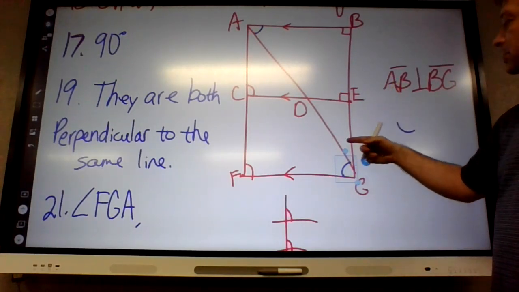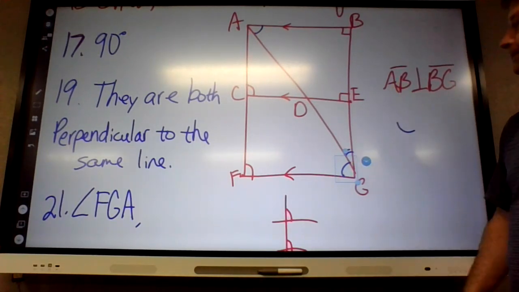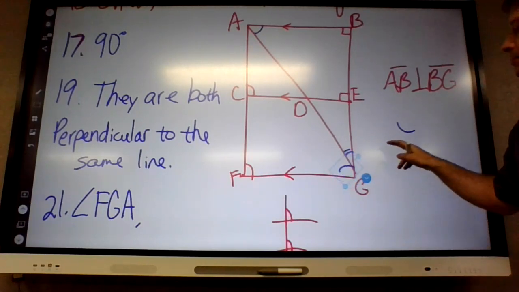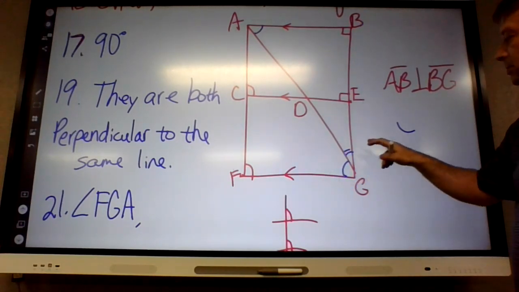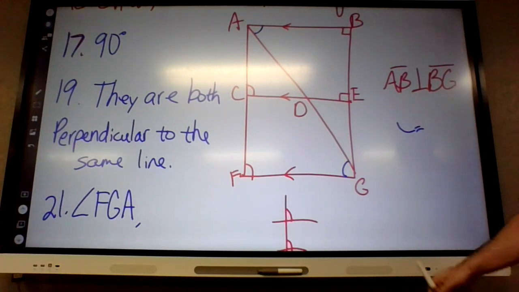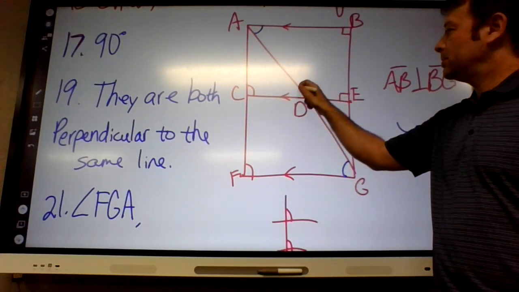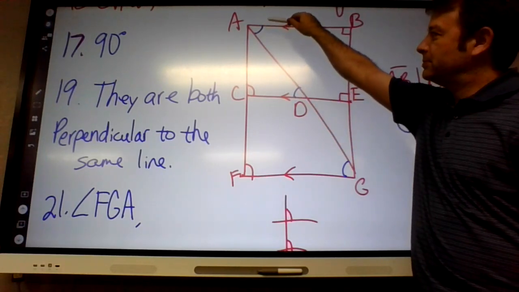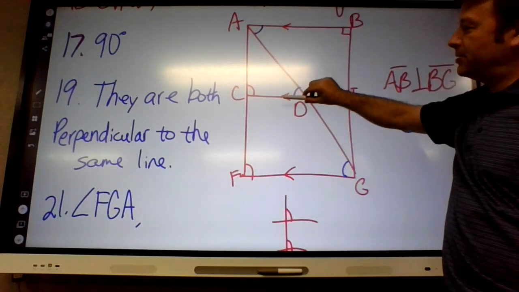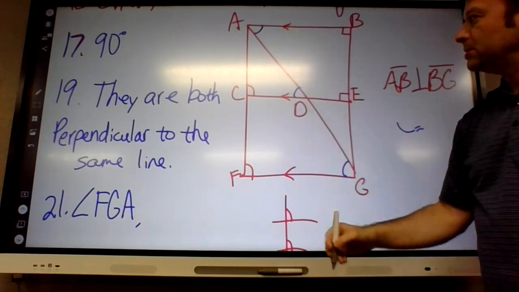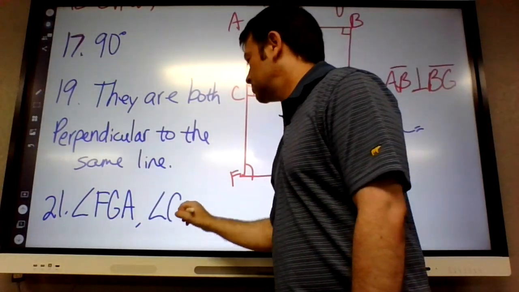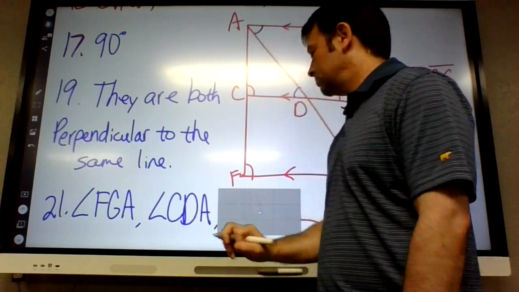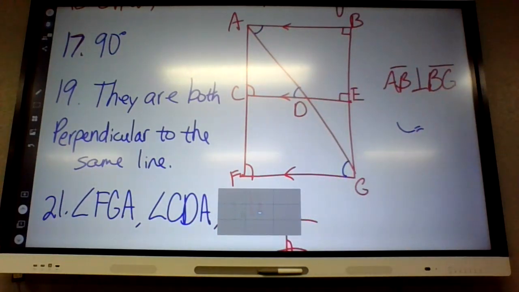EGD, this one right here? No. Is CDA, maybe? CDA. Did I get one? Are those the same? Yeah. They're alternate interior angles between these two, right? Yeah, you got one. Well, I'm so smart. None of you guys got that.